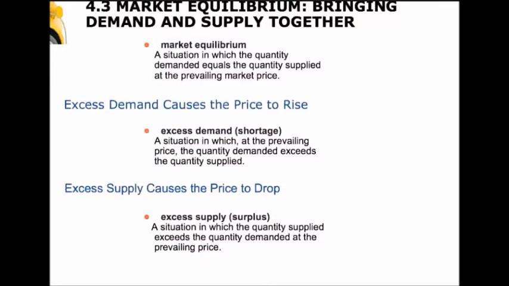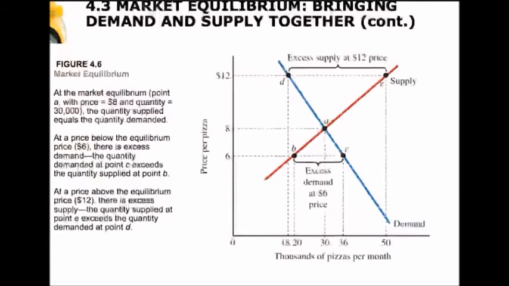Let's look at this graph, why we get to market equilibrium. First, let's look at the example of the price being $6. Here we're looking at the market for pizzas, and if the price is $6, we can go over to the demand curve and down, and we can see that the quantity demanded at that price is 36,000 pizzas per month. If we go over to the supply curve and down, we can see that the quantity supplied is 20,000 pizzas per month. This creates this excess demand.